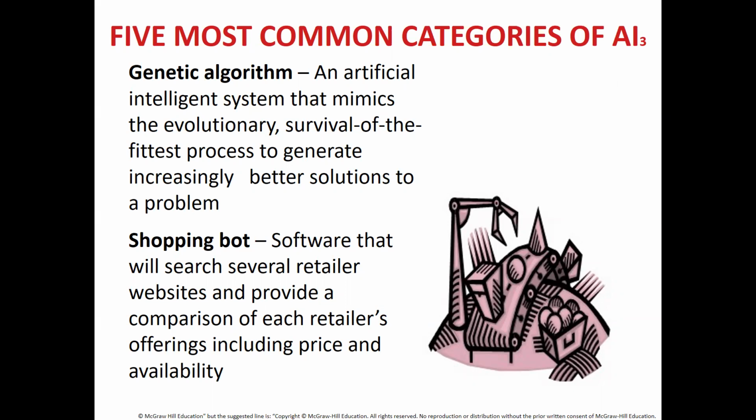Examples: genetic algorithms are used in traffic solutions, most of the street lights, the traffic lights. So genetic algorithm may be used in those places. It is used in automotive designing, and also it may be used in robotics as well. Shopping bot, software that will search better retailer websites and provide a comparison for each retailer's offerings, including price and availability.